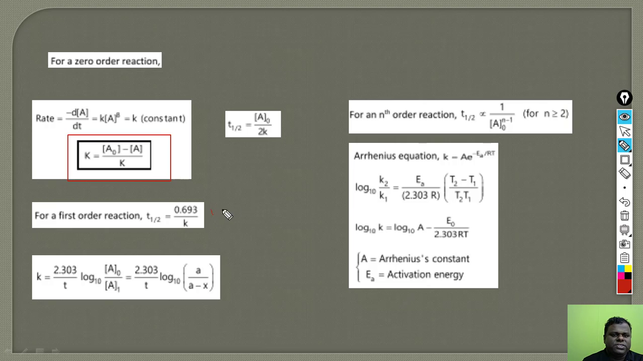For the first order reaction, t half is 0.693 upon k. For a second order reaction, it's already given in front of you. For an nth order reaction, the t half is directly proportional to 1 upon [A]0 raised to n minus 1. This is very important for calculations. You could use this particular formula in MCQs, which are normally asked in relevant board exams.